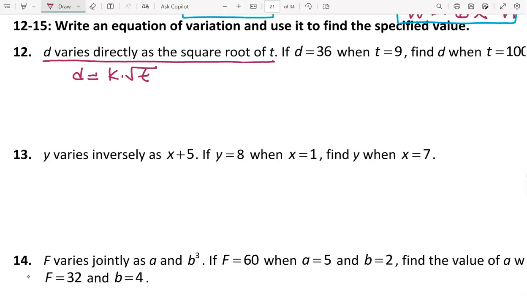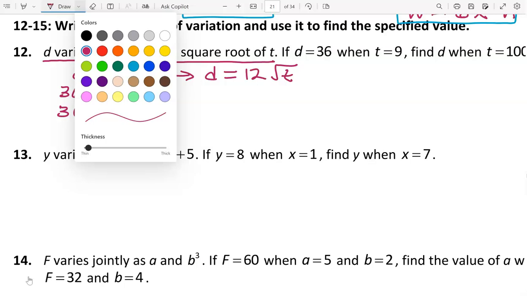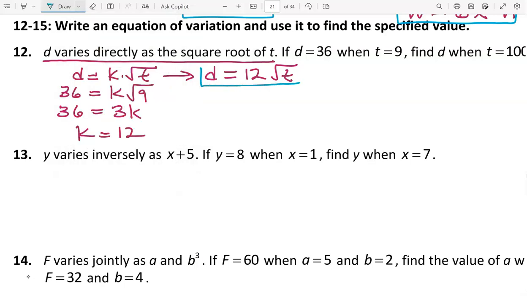And d is 36 whenever t is 9. So that means that 36 is equal to 3 times k, which means that k must be 12. So our equation of variation is d is equal to 12 times the square root of t. So that's coming from the original variation equation that we wrote with the specified value of the variation constant k. So that's the first answer to our question.